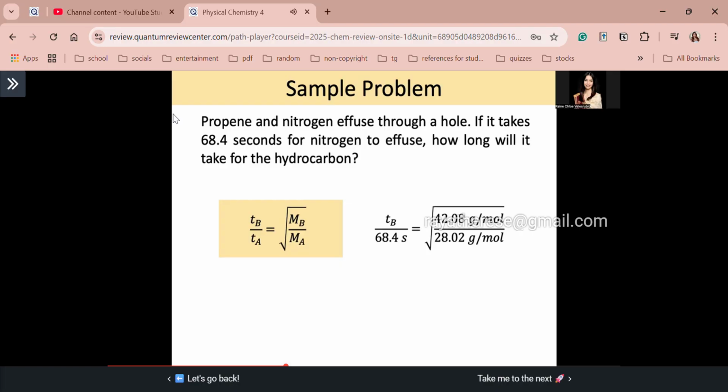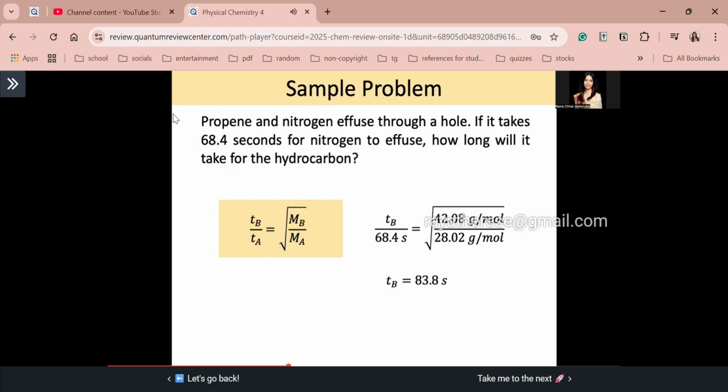Solving, we get TB divided by 68.4 seconds is equal to the square root of 42.08 grams per mole, which is the molar mass of your propene, divided by the molar mass of nitrogen, which is 28.02 grams per mole. Solving, we get TB is equal to 83.8 seconds. Right, guys, we can easily just use the shift solve function in solving this problem.